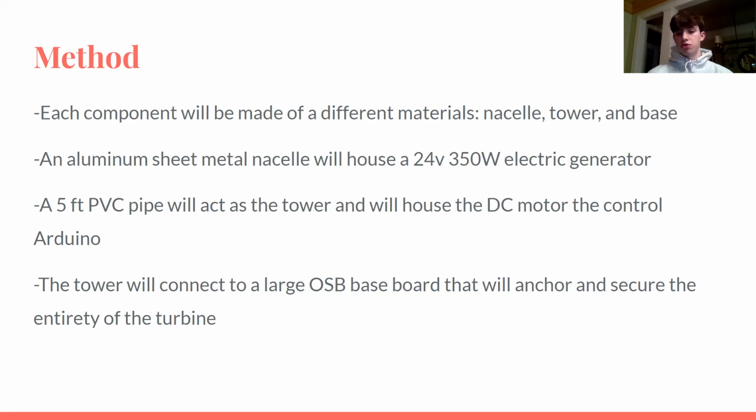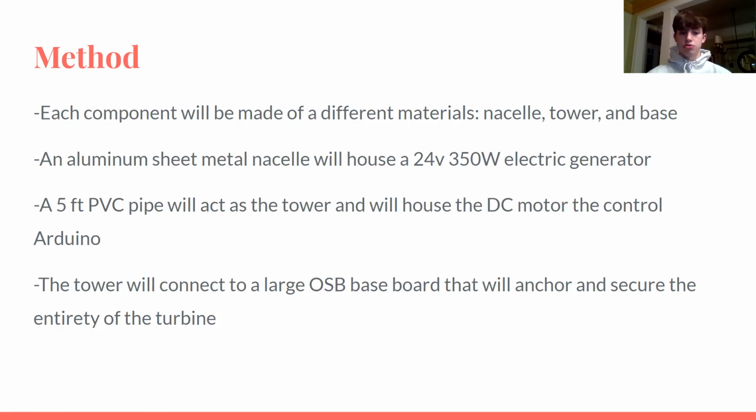Each component of the turbine is made up of different materials. There is some overlap between the different components, but they're generally in 3 groups. The nacelle, which is the top that houses the generator, is made of 0.1 inch aluminum sheet metal. It houses a 24-volt, 350-watt electric generator, which connects by an axle to a 3-blade fan. Essentially, that's what it is, because it's a mini generator.